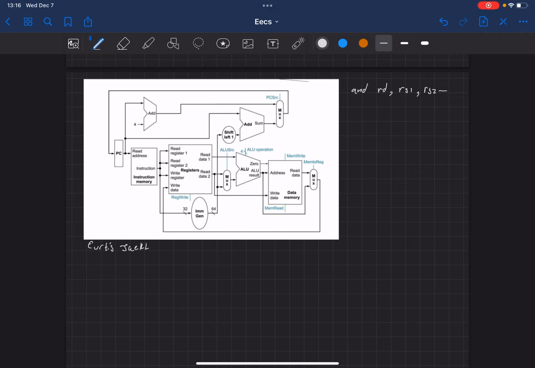Going forward, it says considering the following instruction. Okay, so it gives us an instruction, and that instruction is AND, with some destination register, and then the two registers we're ANDing together, and this is within RISC-V. And this here is the RISC-V hardware that we're going to go over.